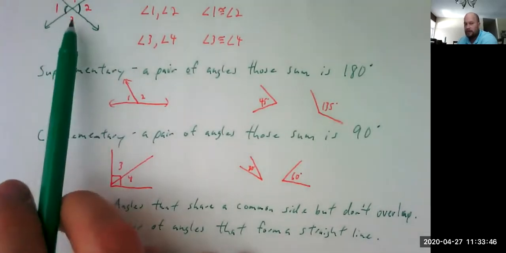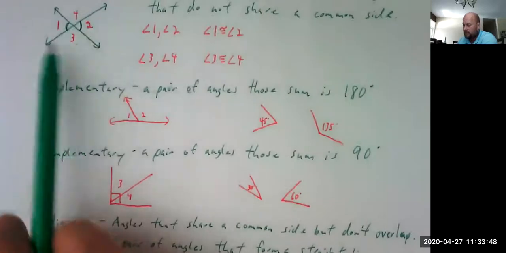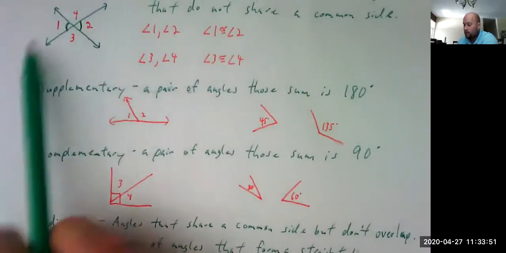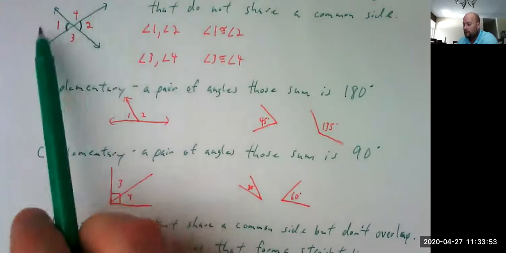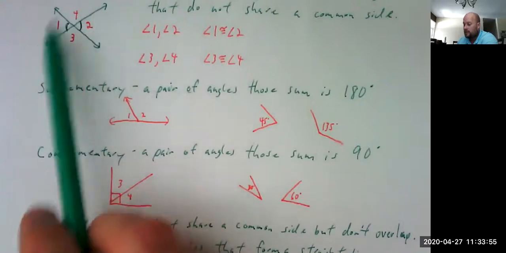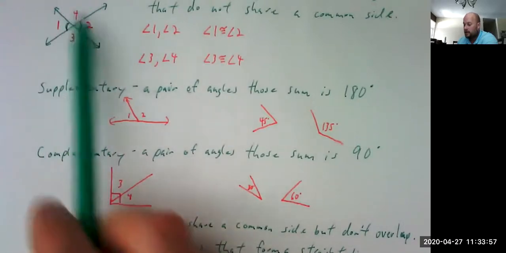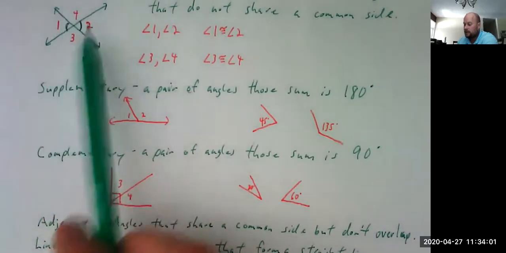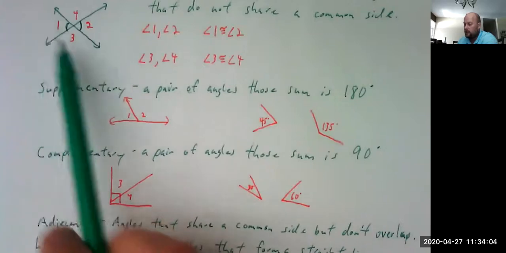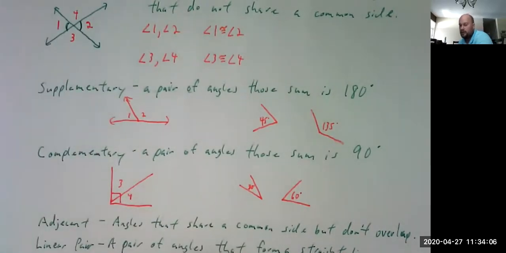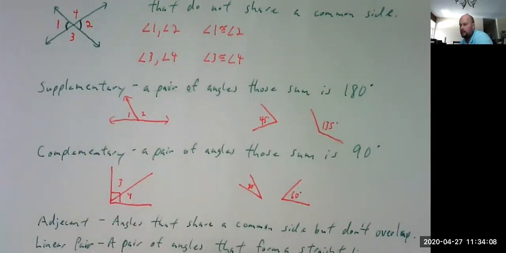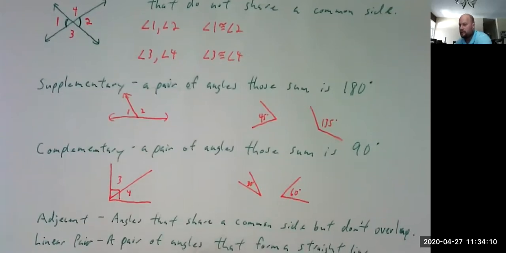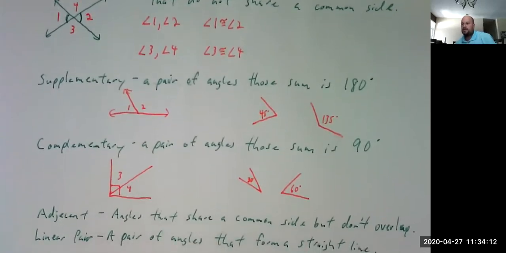For the diagram up here, we could say a lot of these things are adjacent angles or form a linear pair. 1 and 4, they're next to each other, they're adjacent. They also form a straight line, they're a linear pair. Same thing with 2 and 4, those are both adjacent and a linear pair. 2 and 3 and 1 and 3 also fall into the category of both being adjacent and forming a linear pair because they form that straight line. So those are some of the basic types of angles that you need to be familiar with.